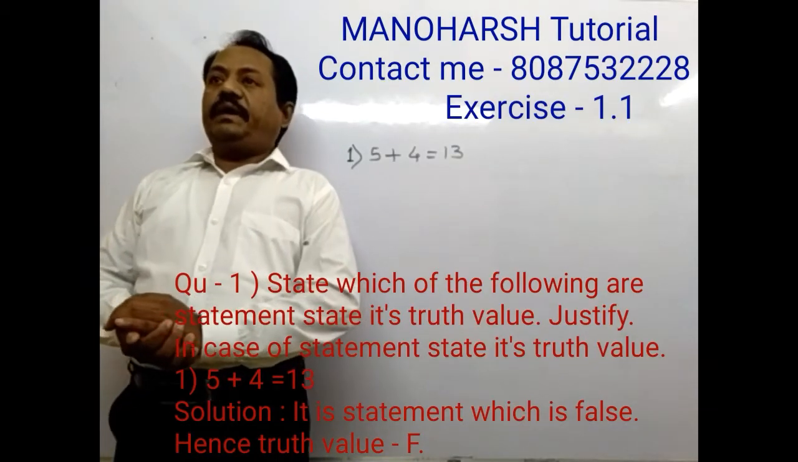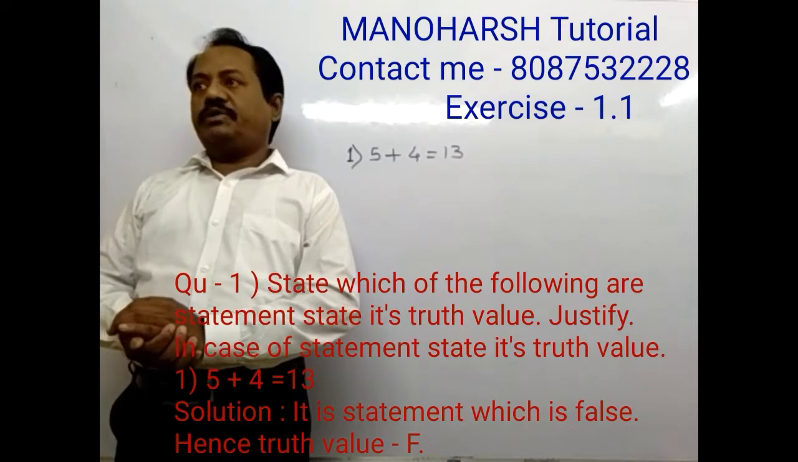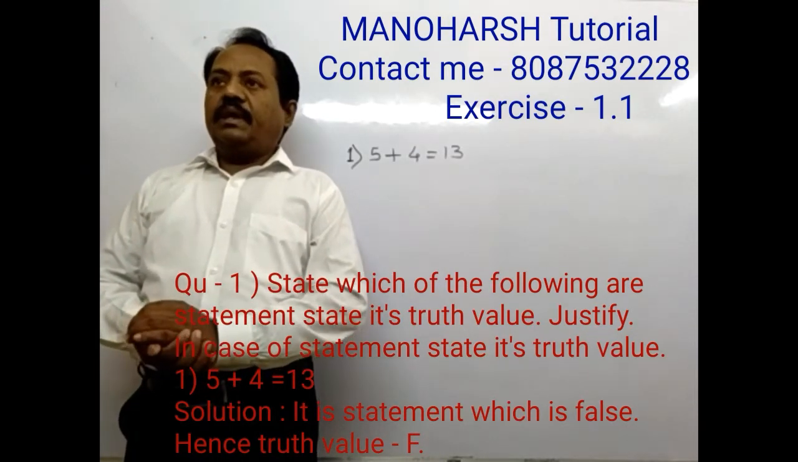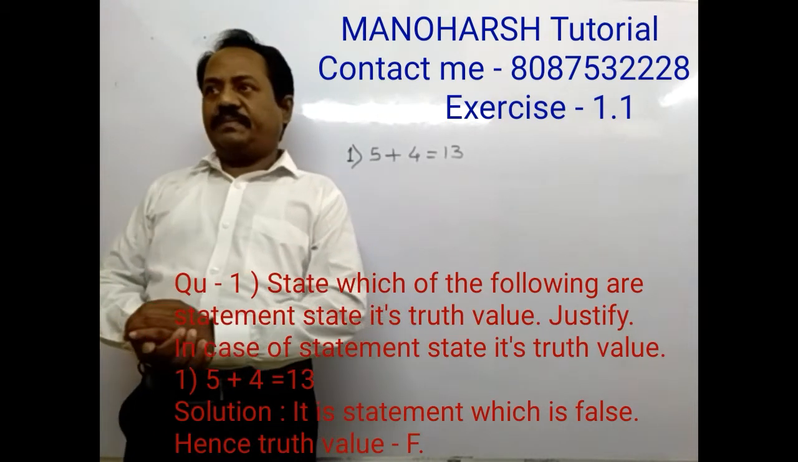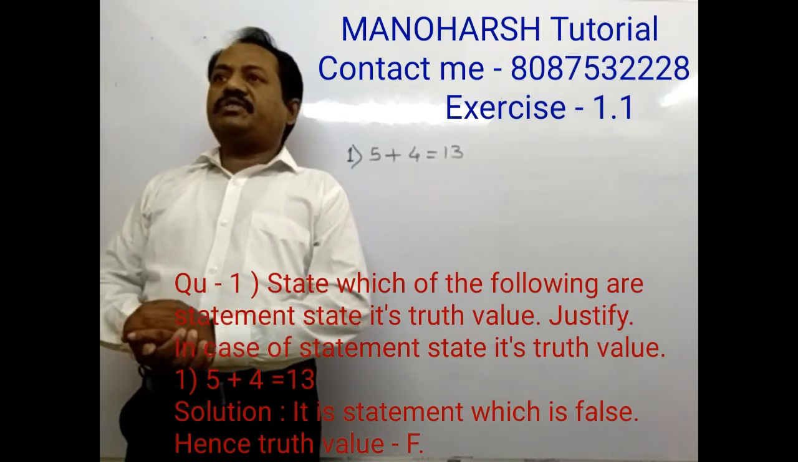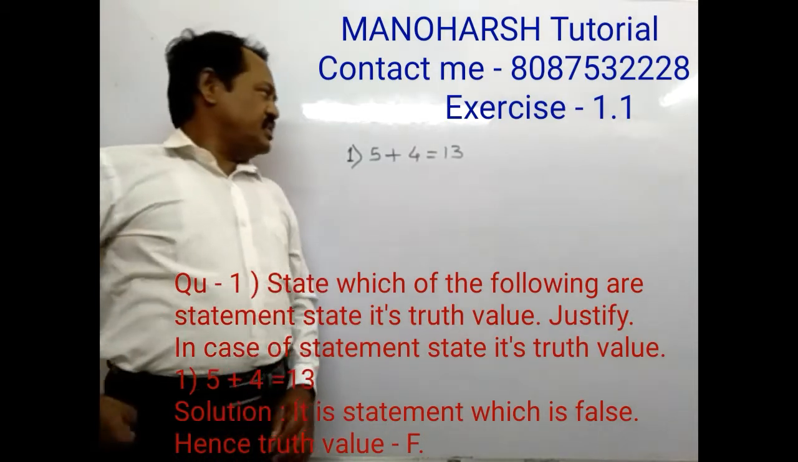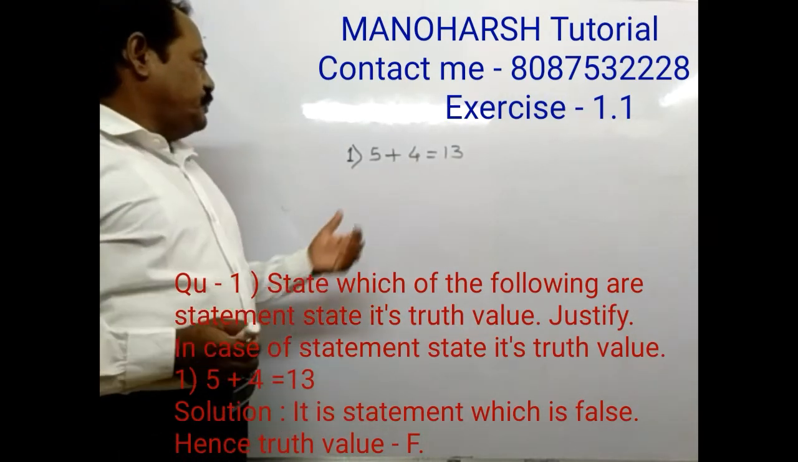We start exercise 1.1 of mathematical logic. Now, what is exercise 1.1? State which of the following are statements. Justify. In case of a statement, state its truth value. So, first sentence: 5 plus 4 is equal to 13.